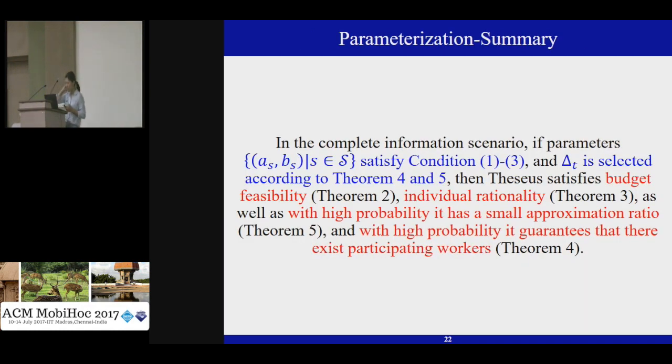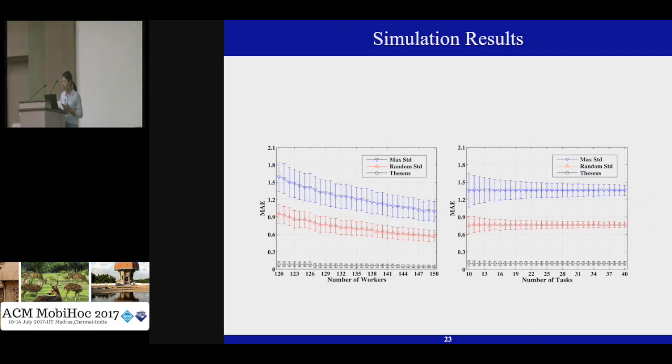In summary, in the complete information case, if the parameters AS and BS satisfy conditions 1 through 3, and delta T is selected according to Theorems 4 and 5, then the mechanism Theseus satisfies budget feasibility, individual rationality, as well as with high probability it has a small approximation ratio, and with high probability it guarantees that there exist participating workers.